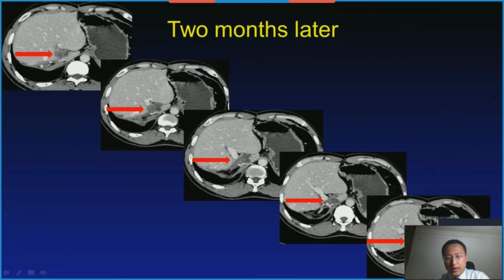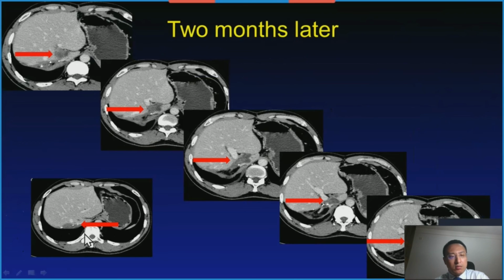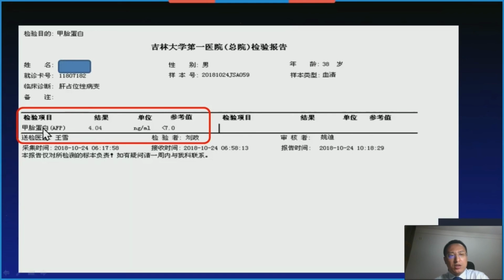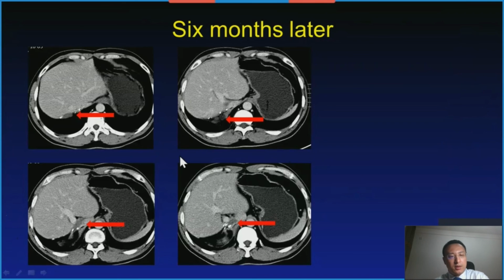From the top to bottom, we can see the pericaval portion and caudate process have no enhancement, but the Spiegel lobe is still enhanced. The lesion near the diaphragm has no enhancement, and the peritoneum metastasis disappeared. And the patient's AFP decreased to normal. 6 months later, the ablation area shrank, becoming small, and there was no recurrence.